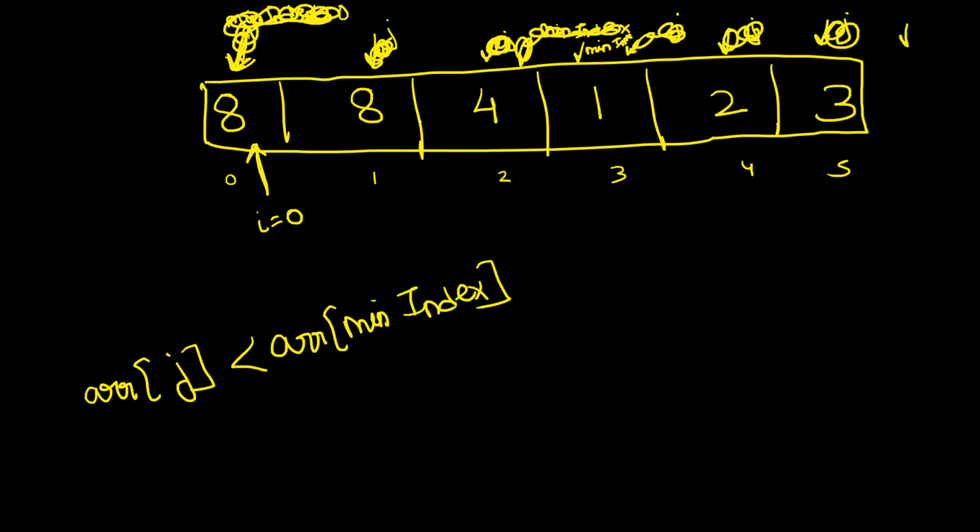Now, at the end of this entire loop, I know that min index is pointing to the minimum element. And what is the correct location for this element, guys? Can you help me? What is the correct location for this? I. Correct. So I will swap ARR of min index with ARR of I. So what will happen, guys? This one goes to index number 0. So see what happens.